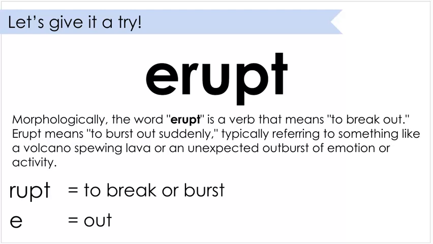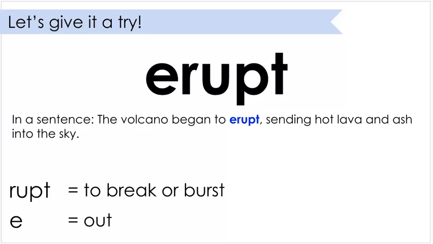Morphologically, the word erupt is a verb that means to break out. Erupt means to burst out suddenly, typically referring to something like a volcano spewing lava or an unexpected outburst of emotion or activity. In a sentence, we might say, the volcano began to erupt, sending hot lava and ash into the sky. It erupted, which means it broke out or it burst out.